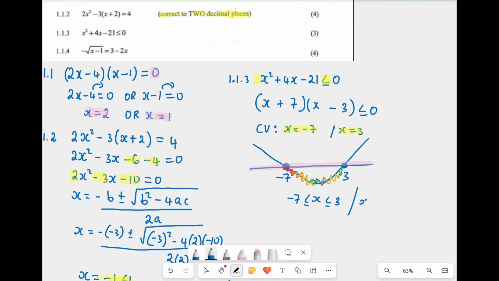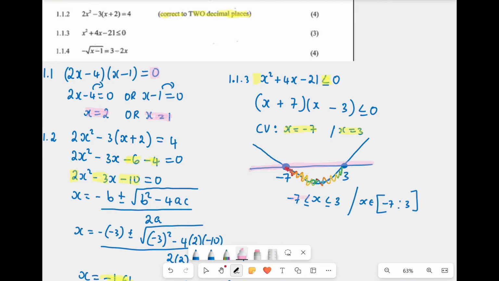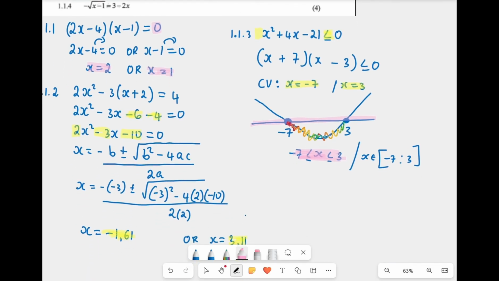This can be written as x is an element of, and because −7 is included, you use a square bracket: [−7, and 3 is also included: 3]. So that is your solution. x is from −7 to 3. Then we are done with this question. 1.1.4. Let's see 1.1.4.